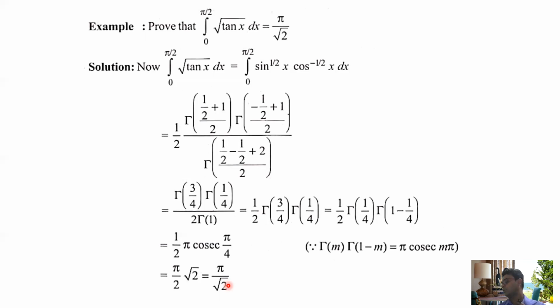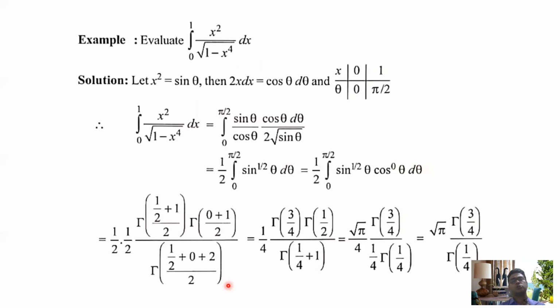So this is a very, very important question for you. This is also another question for you. The integral from 0 to 1 of x square by square root under 1 minus x to the power 4 dx. Let x square is equal to sin theta, then 2x dx is equal to cos theta d theta, and when x equals 0, theta is equal to 0. When x equals 1, theta is equal to pi by 2.